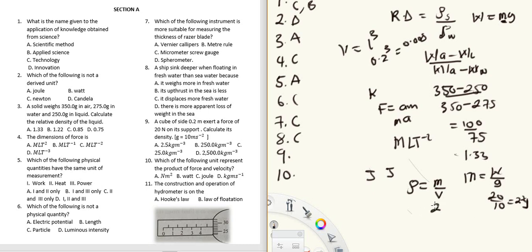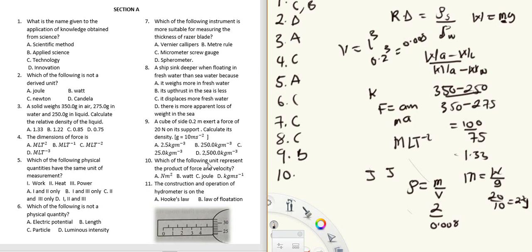So let's bring our information down here. You have 2 over 0.008, and then if you punch your calculator, your answer is going to be 250.0 kilogram per meter cube. So that is B. Your answer is B for question 9. Now let's look at question 10.